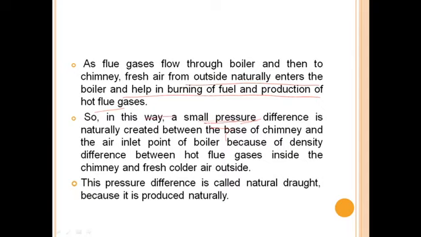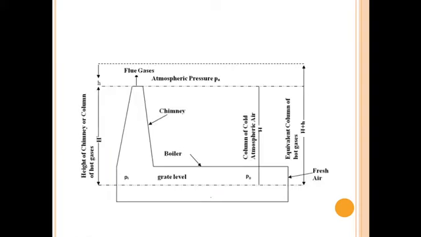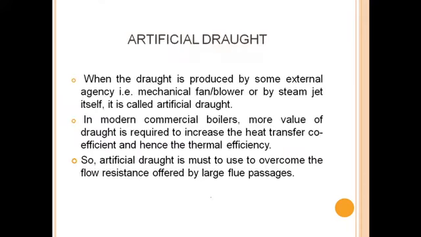small pressure difference is naturally created between the base of the chimney and the air inlet point of the boiler because of the density difference between the hot flue gases inside the chimney and the fresh colder air outside. This pressure difference is called the natural draught because it is produced naturally. This is the general diagram.